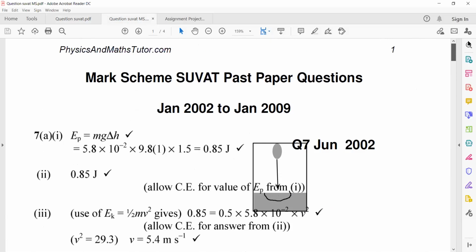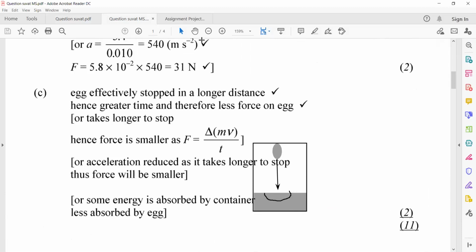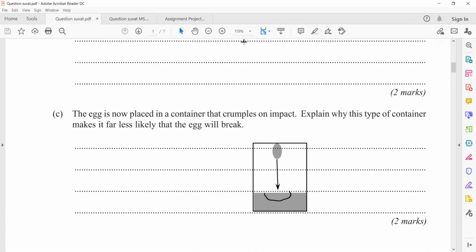So this is related to momentum and impact, you can see. So it will take a longer time. And this is related to, if you remember from O levels, the impulse is equal to the change in momentum, or F is equal to rate of change in momentum, mv minus mu over t. So as the container crumples on impact, it will take more time to stop the egg. So if it takes more time to stop, the egg will experience smaller force, so less likely it will break.